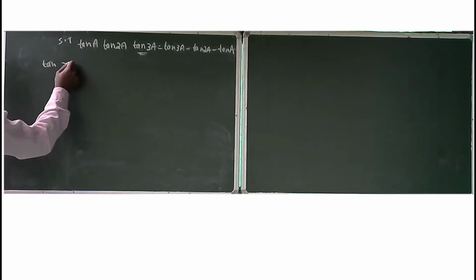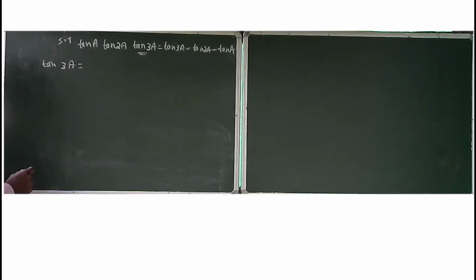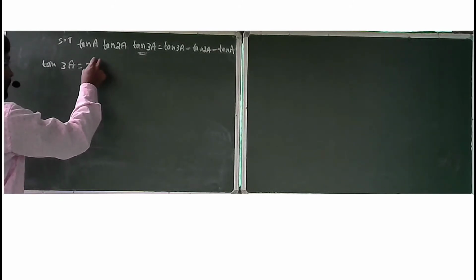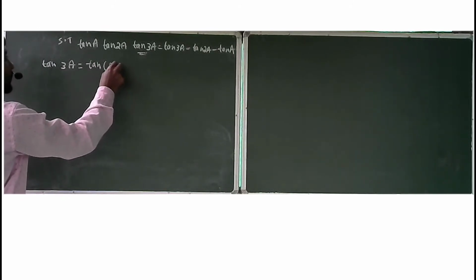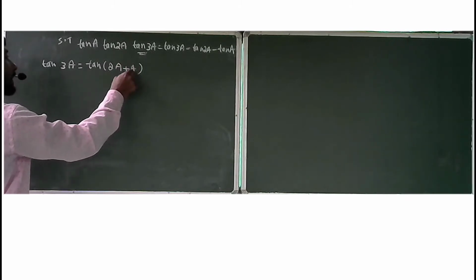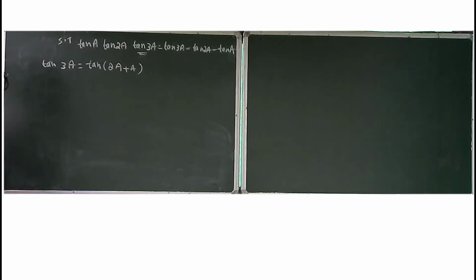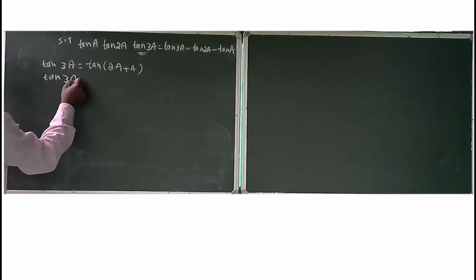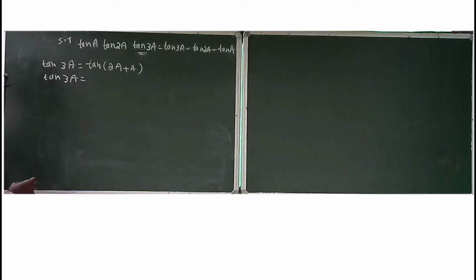Tan 3a is equal to, how to write tan 3a? Tan 3a can be written as tan of 2a plus a, or a plus 2a. You can write it by the commutative property. Tan 3a is equal to, on the right hand side, apply the formula tan of a plus b.